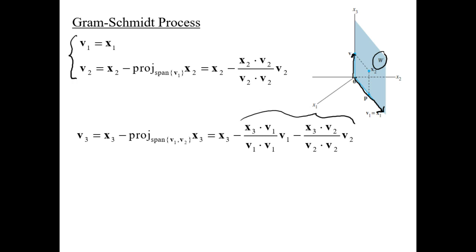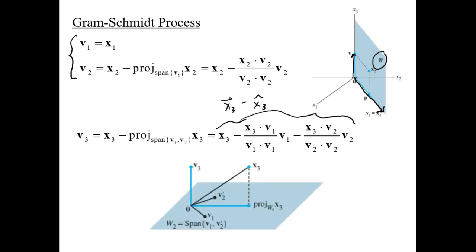This whole thing, I guess I should say, is now x3 minus x3 hat. This was the z that we worked with as part of today's lesson. And visually, this is what it looks like. If W, we're calling this W2 down here, is the span of V1 and V2, don't worry about that prime right now. We'll address that in a minute and just basically say that it doesn't matter.